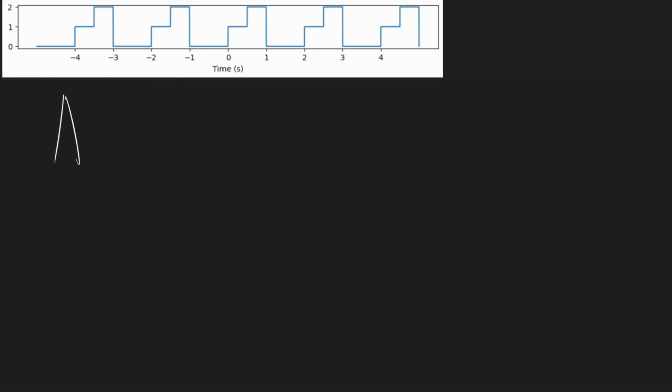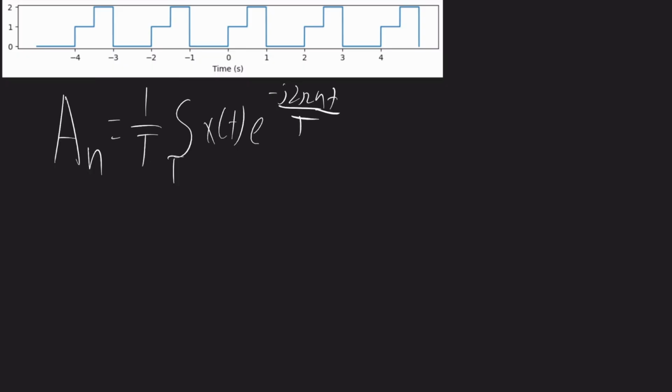For this problem, we need to find the Fourier series coefficients of this signal. It's modeled by this equation: 1 over T times the integral over 1 period of x of t, which is just the signal, times e to the negative j 2 pi n t over big T, all with respect to time. And big T is going to be the period of the signal, which is just when it repeats.